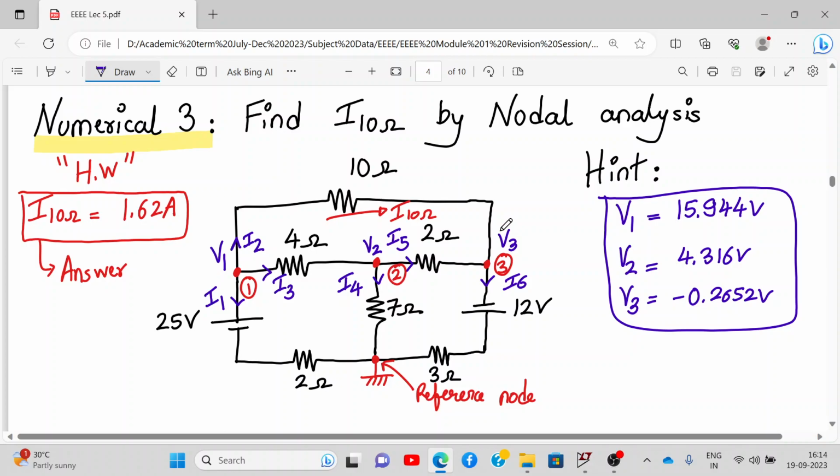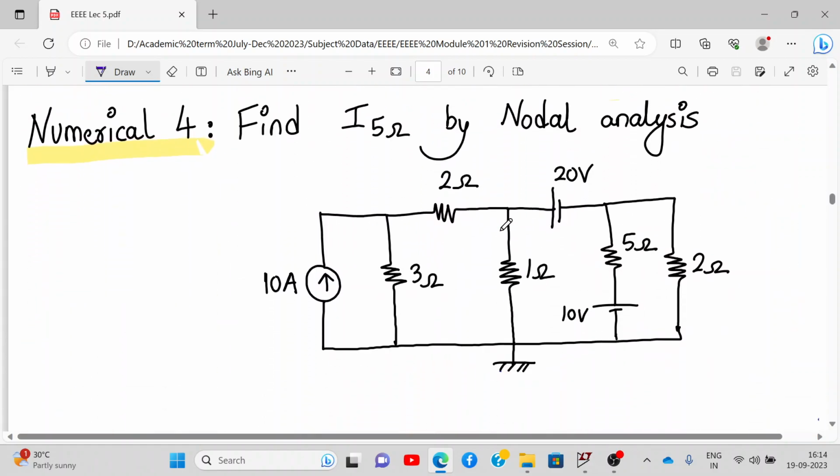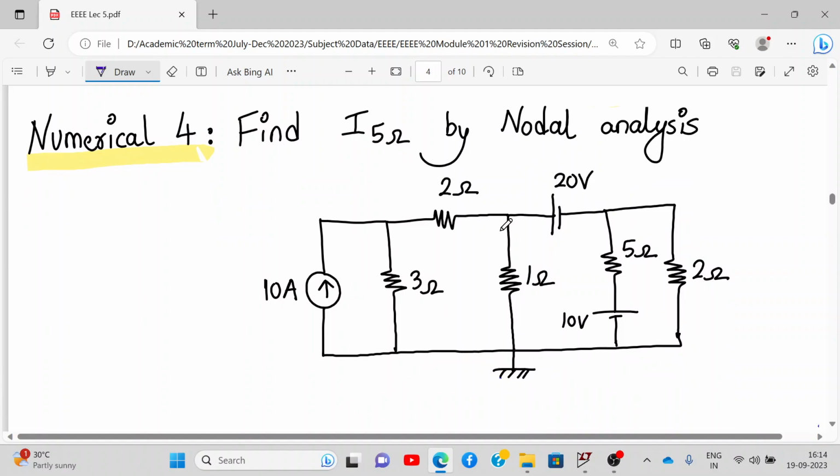Now let's go to numerical number 4. All right. Now numerical number 4 is very important. All right. You will understand in a minute why. So, first of all, we need to identify the various nodes. So here I'll identify node number 1. This is node number 1. This is node number 2. This is node number 3. Okay. And this is my reference node. These are all my reference node. So I'll write over here, this is my reference node.